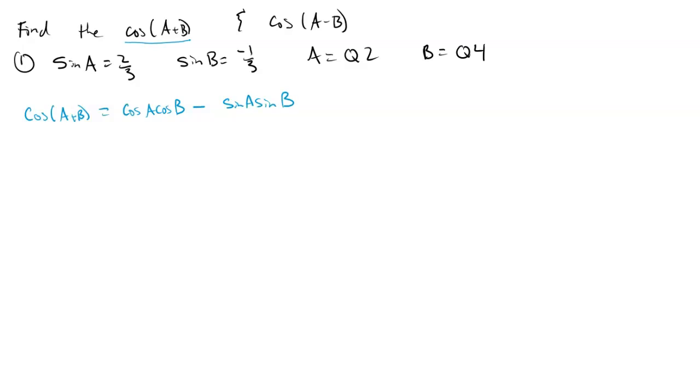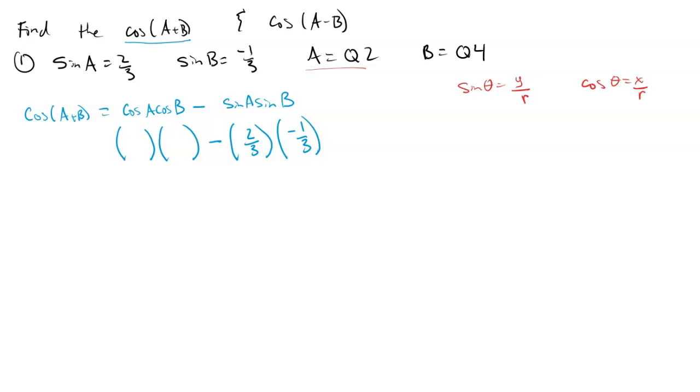Okay, so I don't have a cosine of A, so I'm going to leave that blank. I don't have a cosine of B, but I do know that sine of A is 2/3 and sine of B is 1/3. So I need to figure out, okay, what could I do? Well, I'm given some information that things are in specific quadrants. So I recall that sine of theta is made up of y over r. Cosine of theta is made up of x over r.